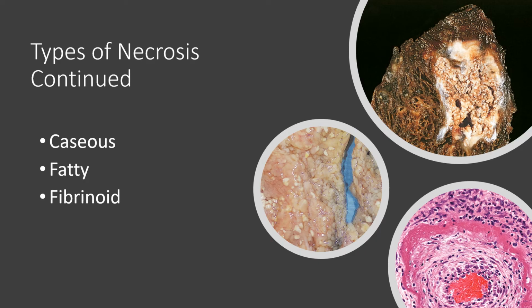Three more types of necrosis are depicted here. If you direct your attention to the picture in the upper right-hand corner of the screen, this is caseous necrosis or cheesy necrosis. So you can kind of see this curdled cheese appearance. This is actually tuberculosis of the lung caused by the pathogen Mycobacterium tuberculosis. And caseous or cheesy necrosis can also be seen with fungal infections.